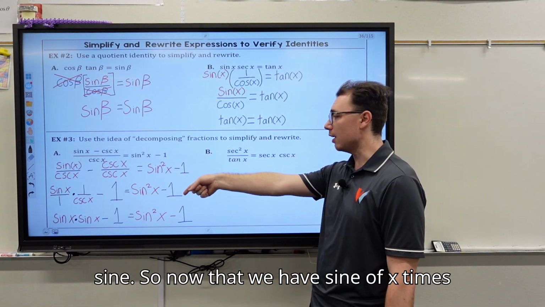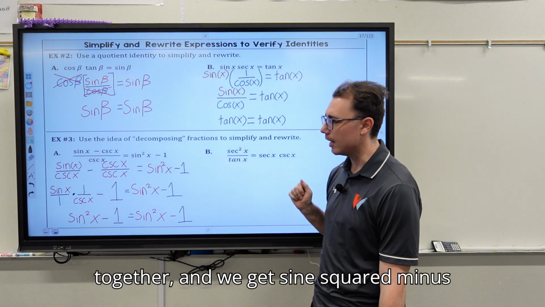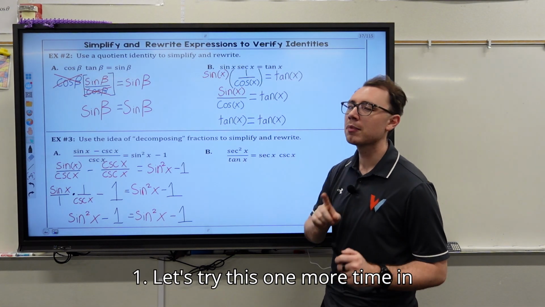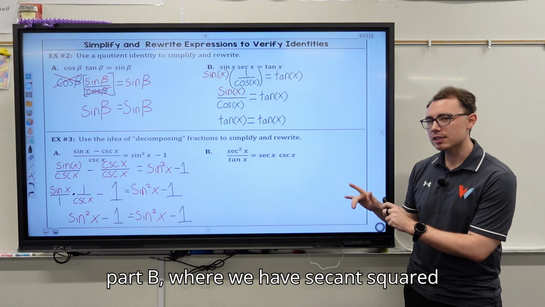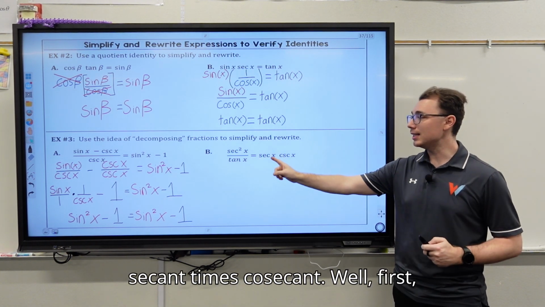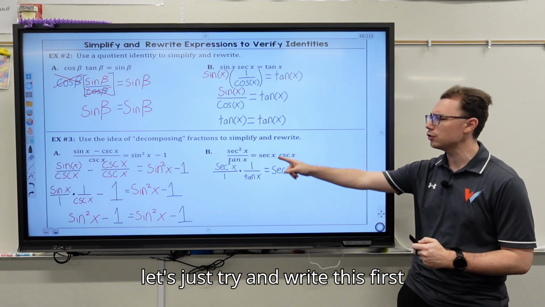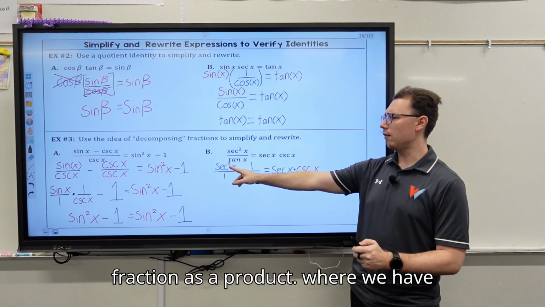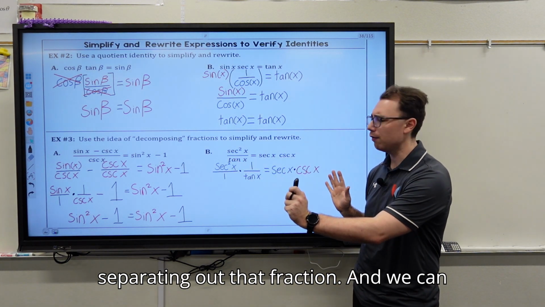So now that we have sine of x times sine of x, just multiply those 2 together and we get sine squared minus 1. Let's try this one more time in part B, where we have secant squared over tangent and we're trying to get secant times cosecant. Well, first, let's just try and write this first fraction as a product, where we have secant squared times 1 over tangent, just separating out that fraction.